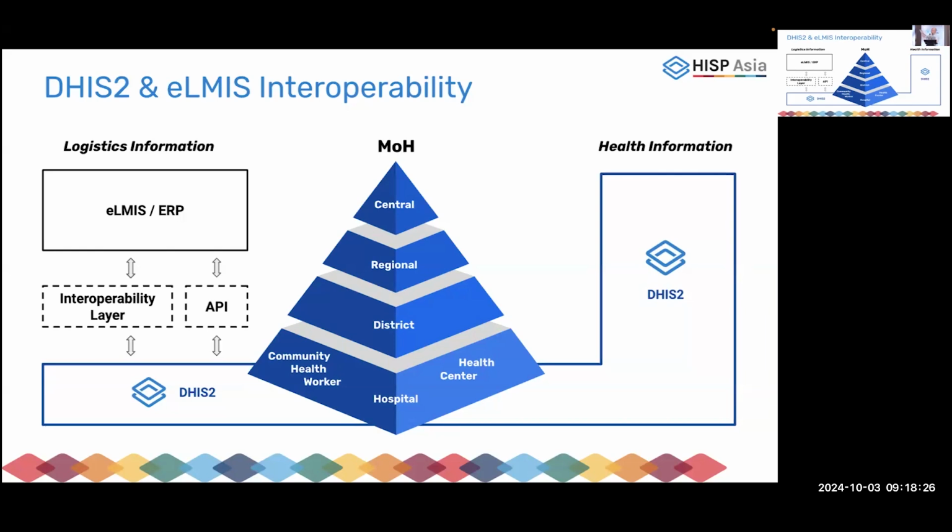And then for central level, regional, and the supply chain and distribution down to the last mile, we recommend using a dedicated LMIS or ERP. And I'll get into the reasons for that. Also why we don't necessarily have the LMIS all the way down to the last mile, while leveraging DHIS2 is an advantage, all right?